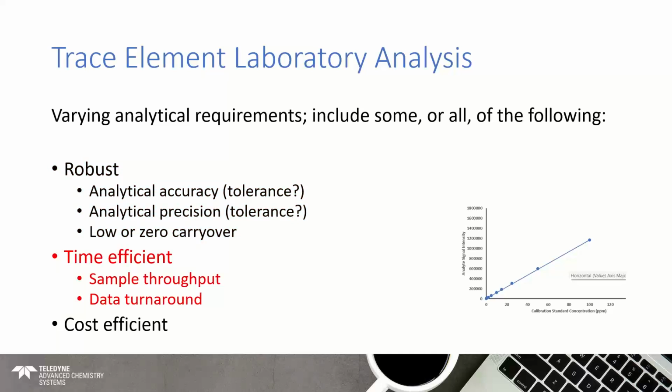Time efficiency will be important to some laboratories over others, but typically there's a focus on sample throughput. How can we have an efficient sample throughput? There might be a requirement for fast data turnaround as well. For some laboratories, after samples are received, there might be a data turnaround period of, in some cases, 24 to 48 hours. It might be a fast turnaround for data generation. So there's a time efficiency there. And then cost efficiency as well. Trace element laboratory analysis is generally quite expensive per unit sample. So this is something to be considered as well.